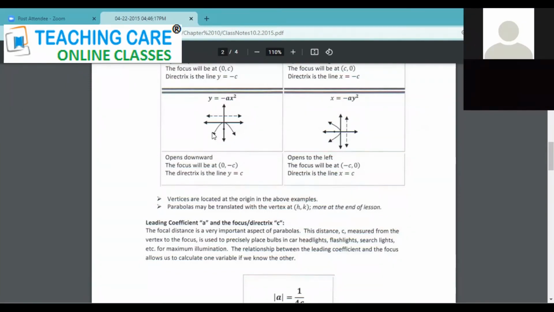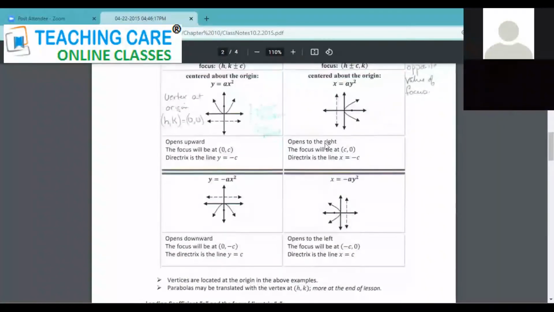And x equal to negative ay squared, if I have that, it is like a reflection towards the left hand side. So the focus is negative c comma 0. Directrix will be x equal to c. Understood? So the vertices will be located at the origin for all of these. When you see the figure, you can understand.